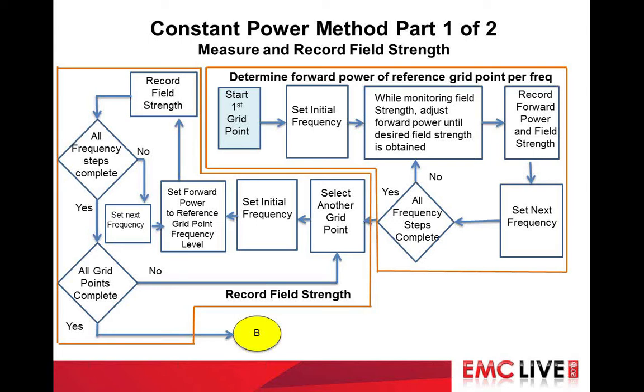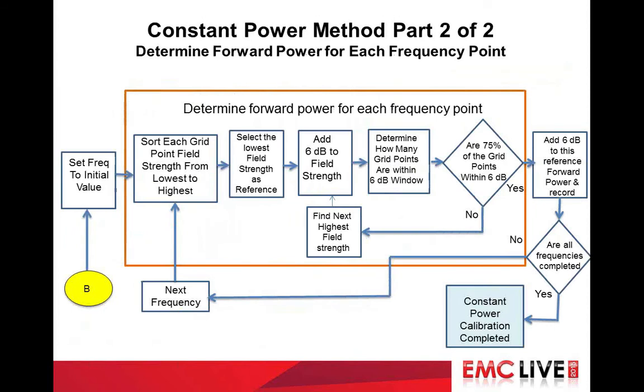After the reference grid point forward power is measured, the next step is to record the field strength for the other grid points using the selected reference forward power for each frequency. Now we are ready to determine the forward power for each frequency based on the recorded field strength. Now you need to determine forward power at each frequency. The following steps walk you through the process.